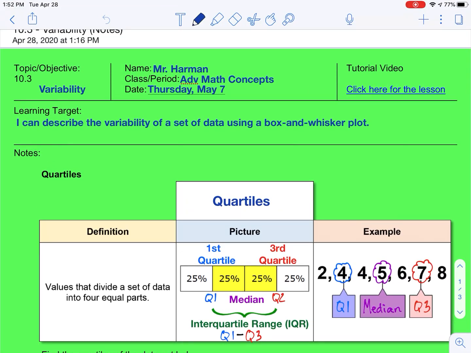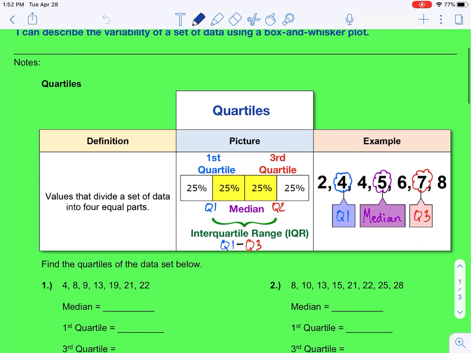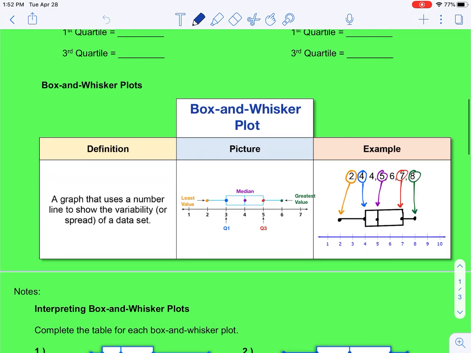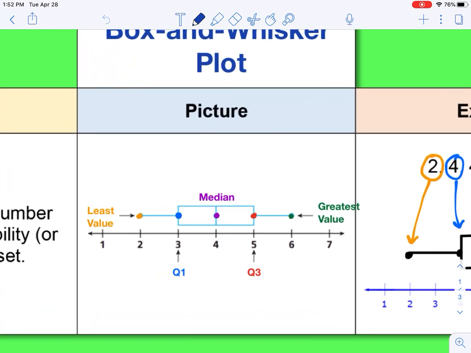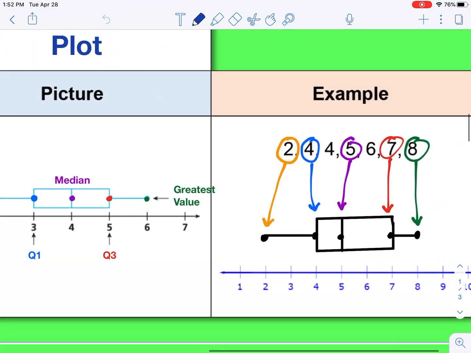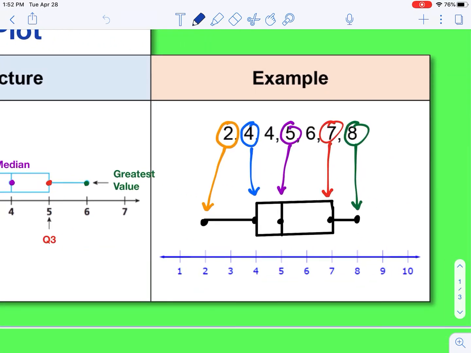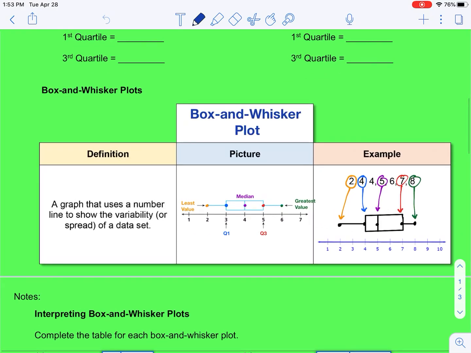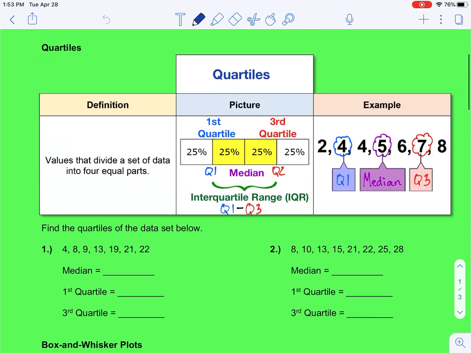So our learning target for variability, lesson 10.3, is I can describe the variability of a set of data using a box and whisker plot. I'm not sure if you know what a box and whisker plot is. Here's an example of a box and whisker plot. I'm sure you've seen that before. Not sure if you've ever created one before, but that's what we're going to be doing today, specifically talking about what the points on the box and whisker plot allow us to do.